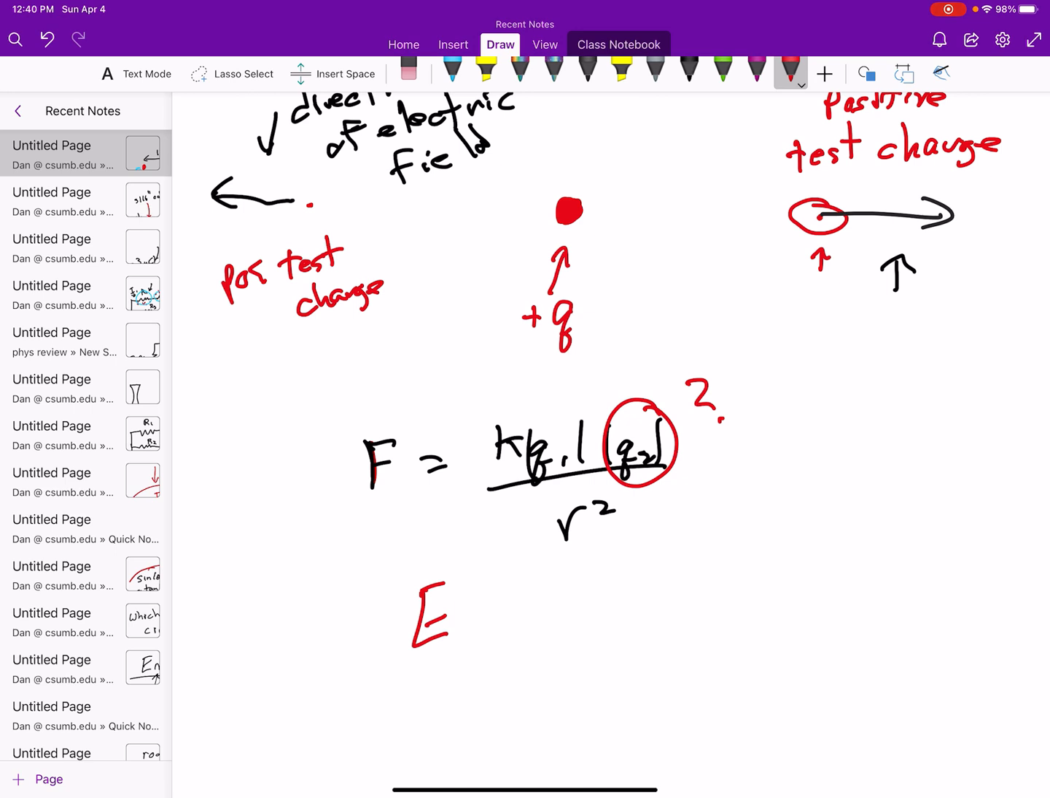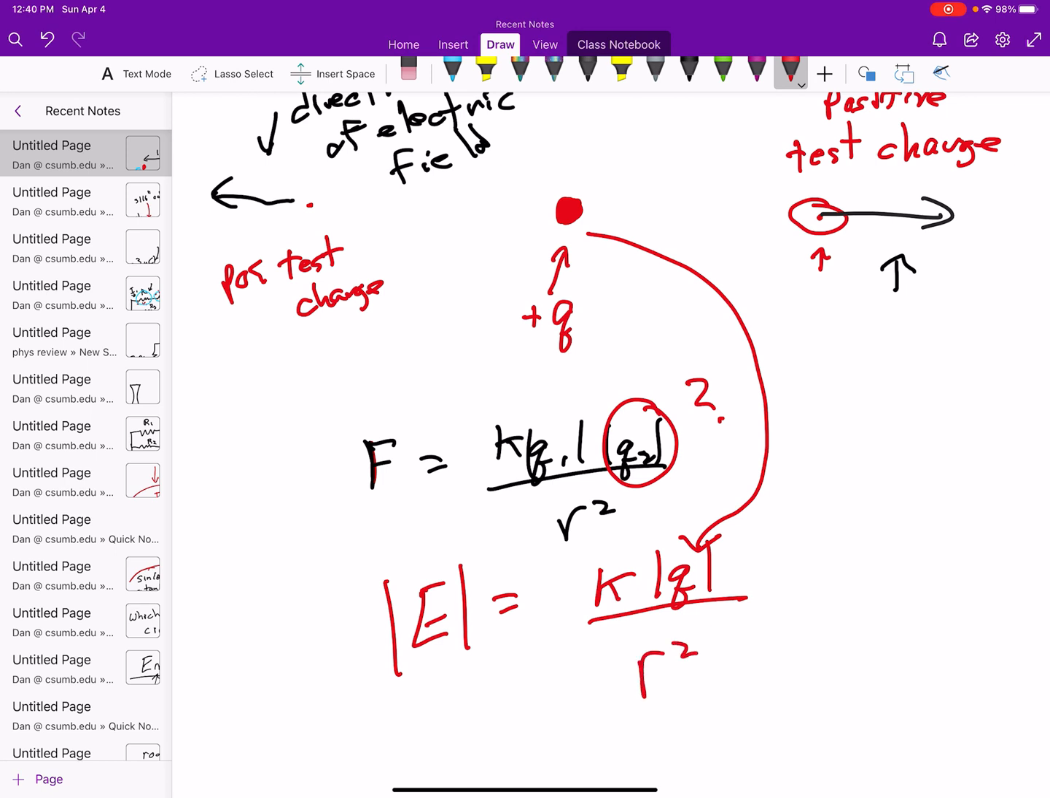But if you didn't know Q2, you'd know what force any charge of size Q2 would experience if you placed it at the location where you're interested in finding the electric field. So in other words, I would calculate it like this. The size of the electric field is equal to k times the size of the central charge, which I'll call Q, divided by r squared, where r is the distance to your point of interest. There is not a charge there. There's just the potential to be a charge there, the ability, you could place a charge there.